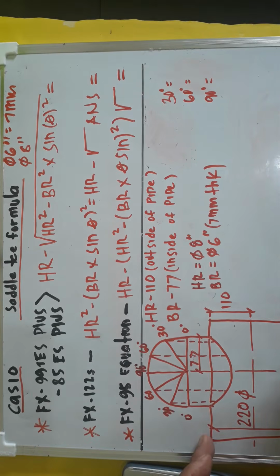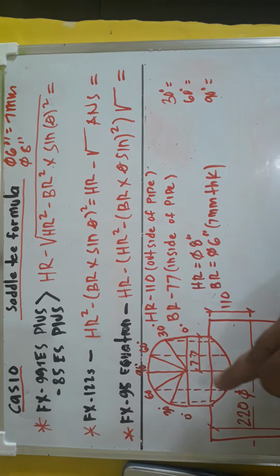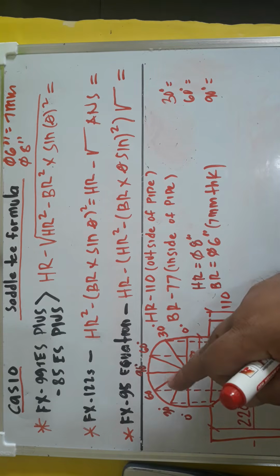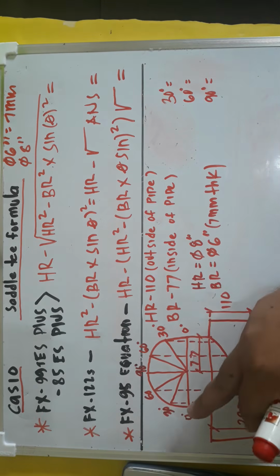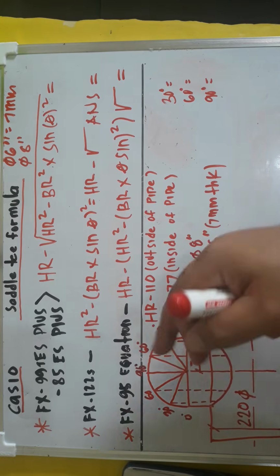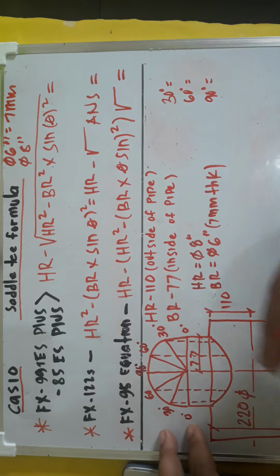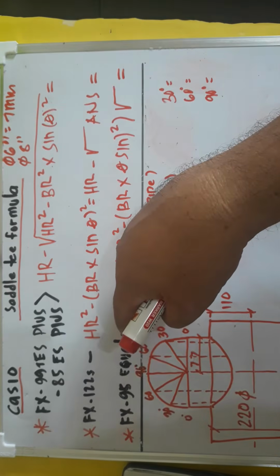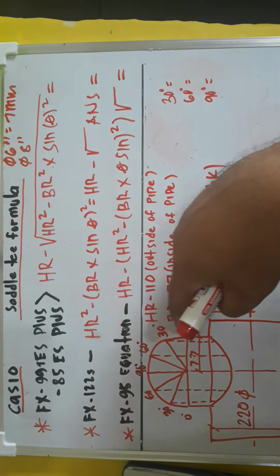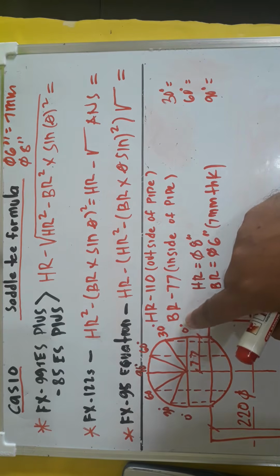But for the header, we have to consider this outside diameter. This is an 8-inch. Then we divide the circle of the branch by 30 degrees. We start from 0, 30, 60, 90, then 60 again from here, then 30, then go back to 0.